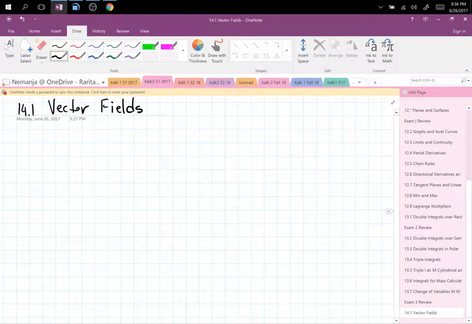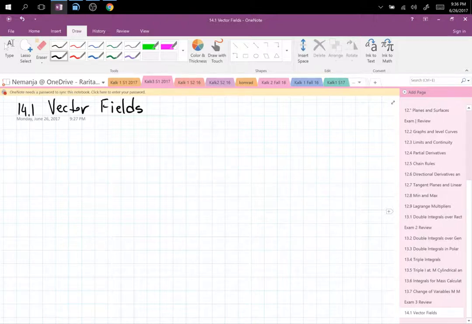Hello and welcome back to Calculus 3. We are starting chapter 14 talking about vector calculus, which is another calculus in its own. We are going to first talk about vector fields, then we're going to take a look at line integrals, then we're going to take a look at a lot of other cool stuff after that. So, vector fields.